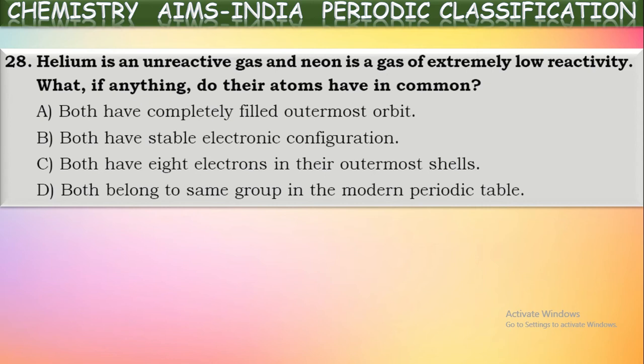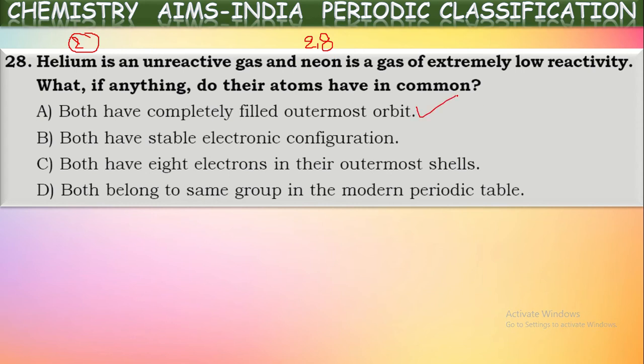See the first one: both have a completely filled outermost shell. Is it correct? Yes, because if you see helium, its atomic number is 2. If you write the configuration, it is 2, which means the first shell is completely filled. It is the last shell for it, so it is completely filled. Whereas if you see neon, its atomic number is 10. If you write the configuration for this, 2, 8. So the second shell is completely filled with 8 electrons. Both have completely filled outermost shells, hence they are least reactive. This is the correct relation between them.